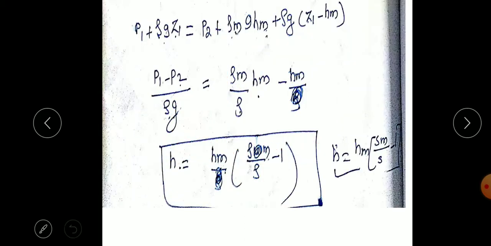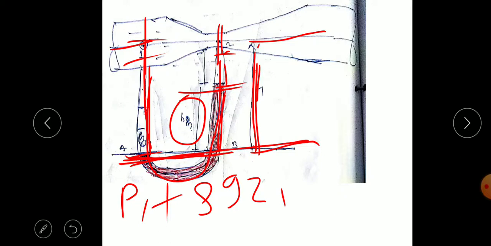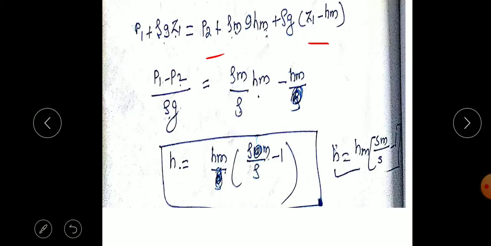Here we can write P2 plus Z1 minus Hm, and the pressure due to this mercury column is rho g Hm, where mercury is the manometric fluid M. So simplifying this, P1 minus P2 by rho g is equal to, taking P2 on the right side and dividing by rho g, we get rho m by rho Hm minus Hm. Taking Hm common, we get the head in terms of the manometric fluid.